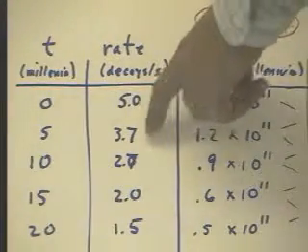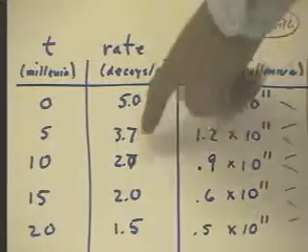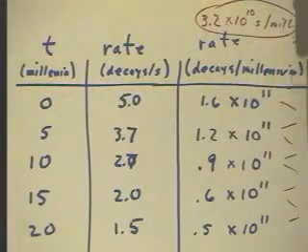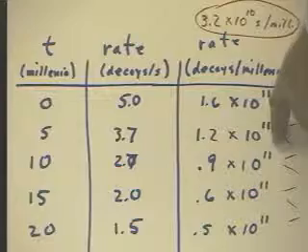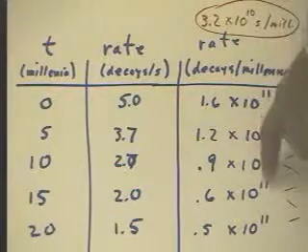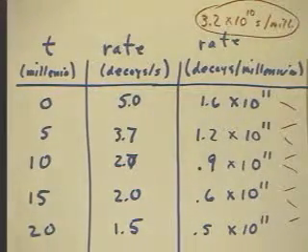Treating the other quantities similarly, 3.7 per second times the number of seconds per millennium is going to give us a number of decays per millennium. And we're going to end up with these numbers of decays per millennium.